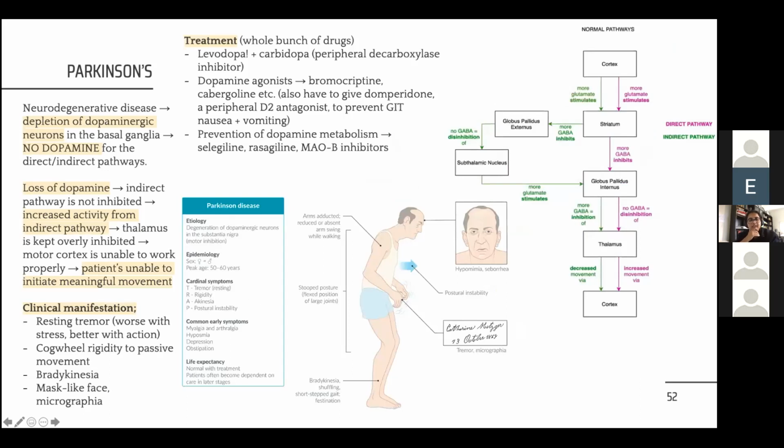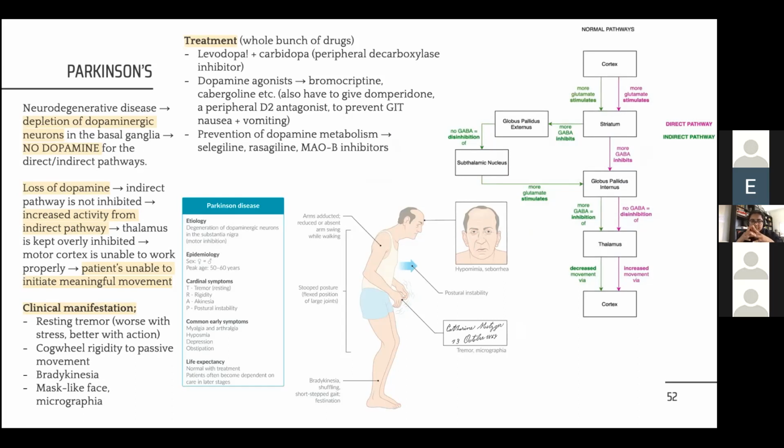Right. So Parkinson's is another neurodegenerative disease, but what happens is that there's a depletion of the dopaminergic neurons in the basal ganglia. So technically there's no dopamine for the indirect and direct pathways. If there's no dopamine, we look at what the normal pathways are. But then you might ask, one of the pathways does increased movement and one does decreased movement, so if you have no dopamine, won't you just have net no movement?